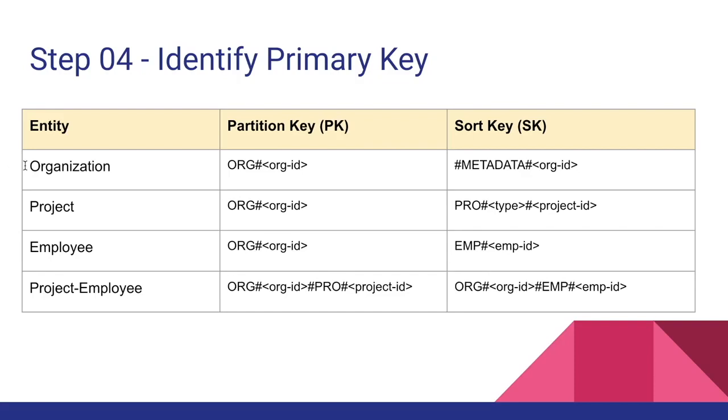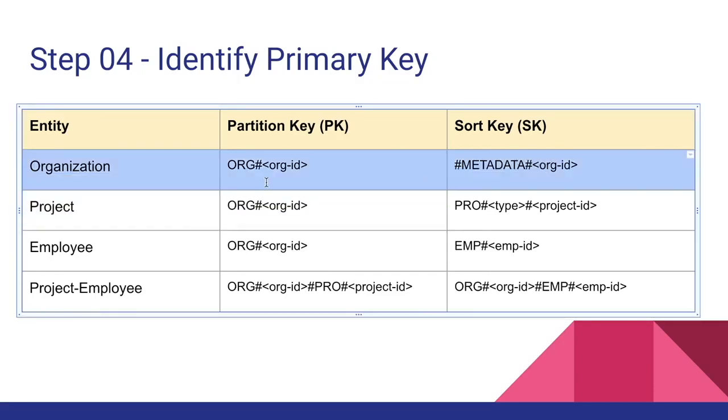Now let's focus on the organization entity. Here the partition key is capital ORG#, then whatever the organization ID. Then we have a sort key, which starts with #METADATA#. This is basically a placeholder, and then you have the organization ID.